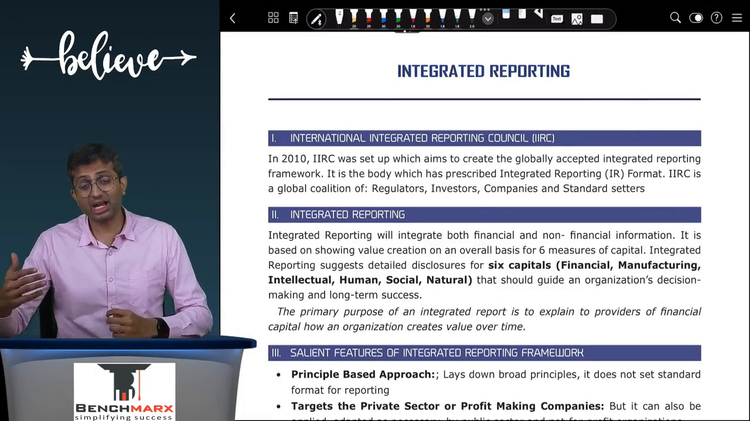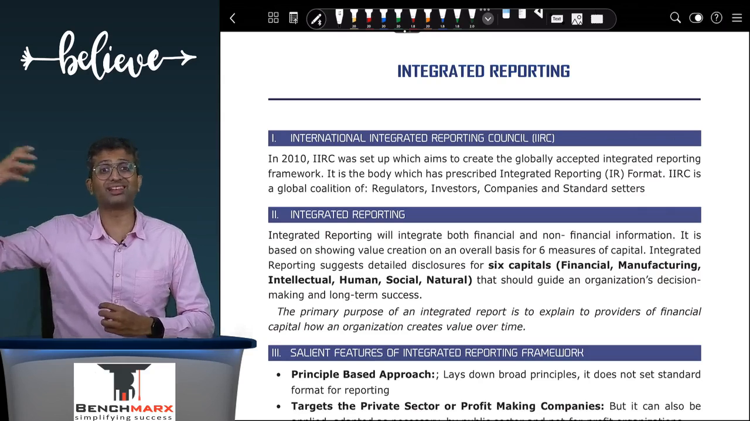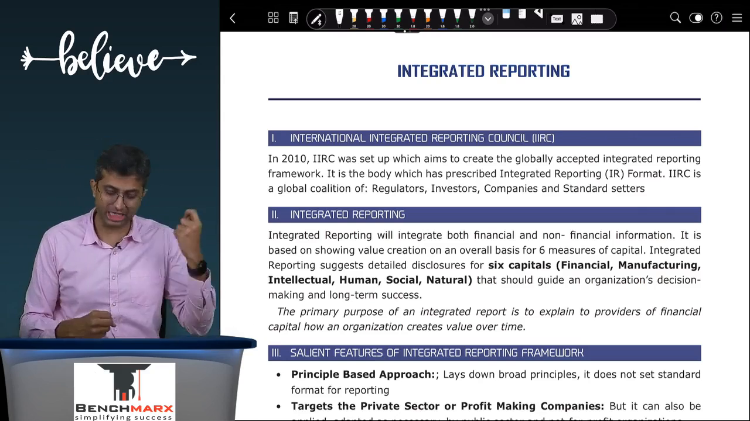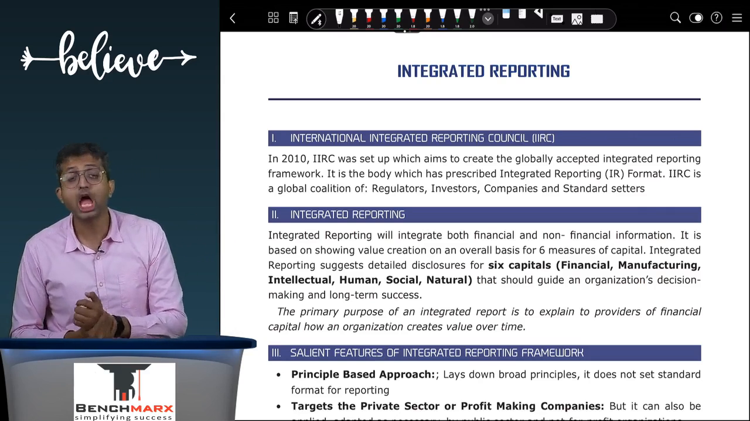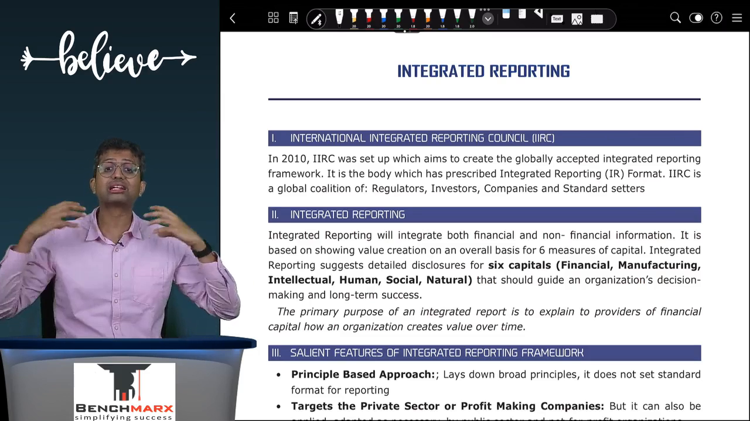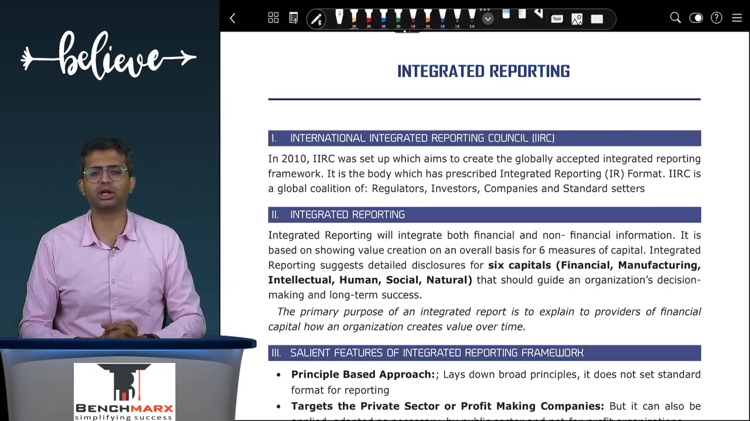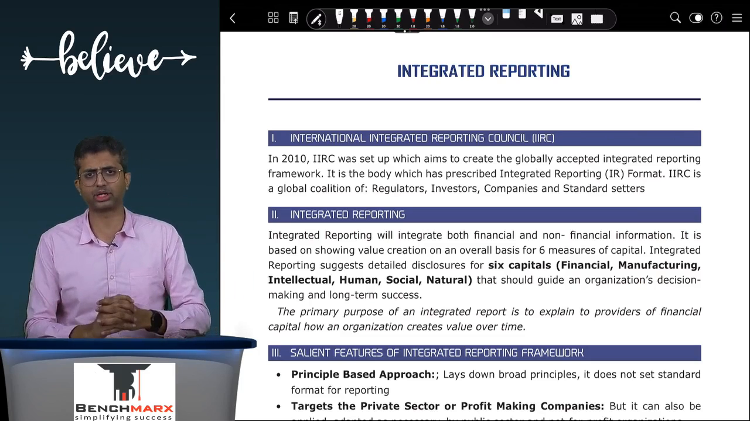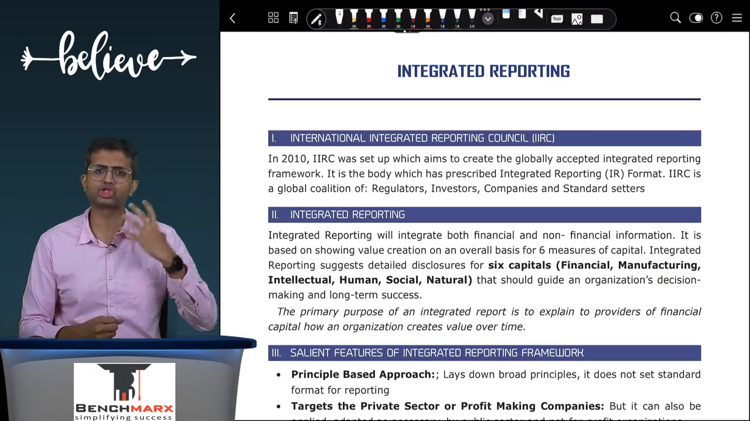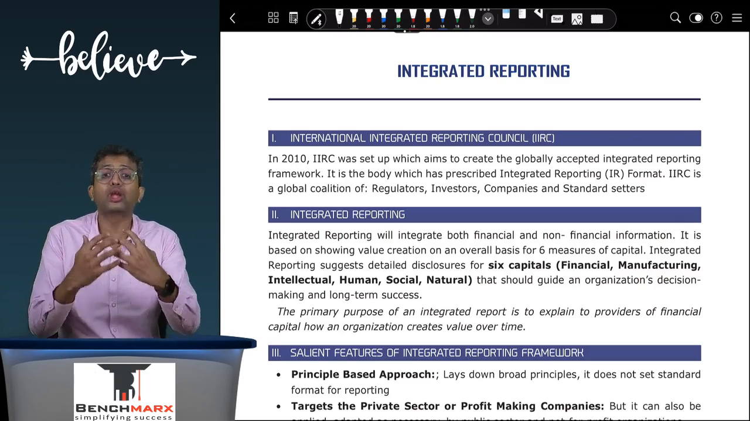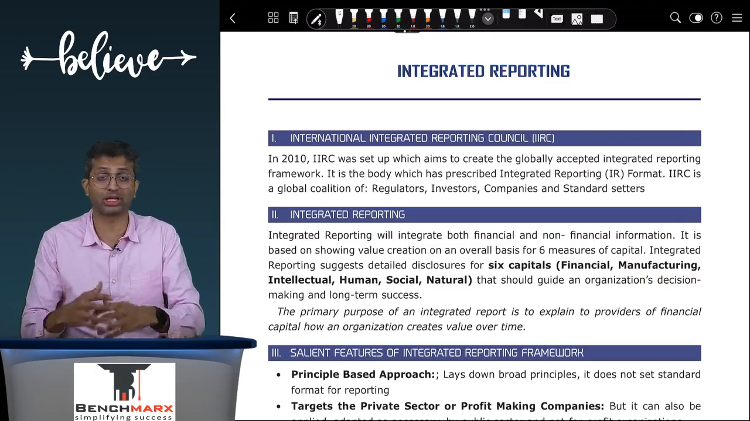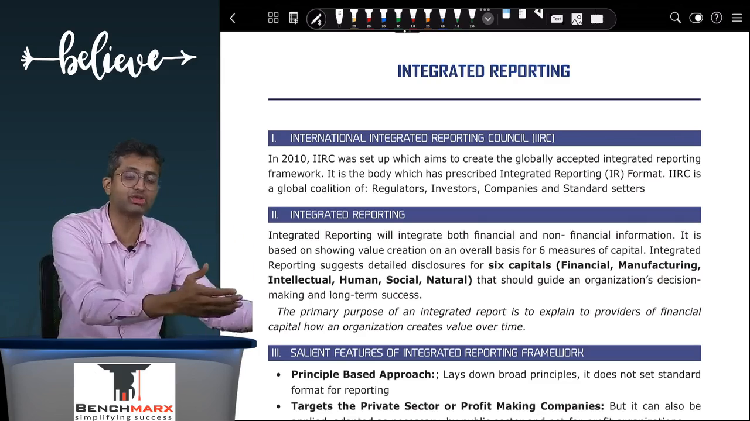So like Ind ASs are governed by the International Accounting Standards Board (IASB), in a similar way, there is the IIRC, which is the International Integrated Reporting Council, which was formulated in 2010 and which governs the implementation of integrated reporting. Now, this is a body comprising of accountants, regulators, corporates, etc., which want to look at the future of financial reporting. So currently when we look at reporting, we say that it is financial reporting.